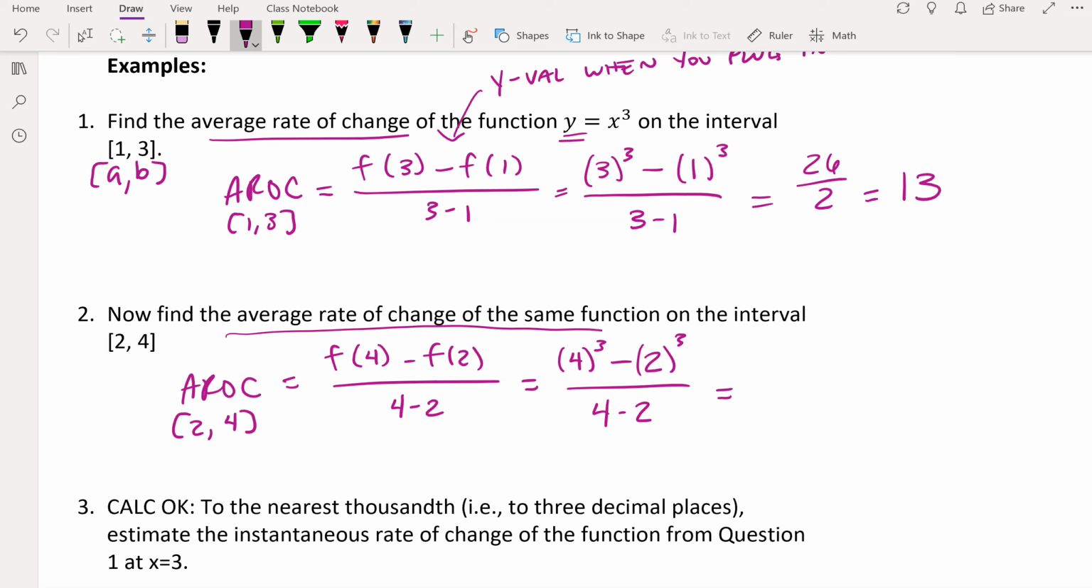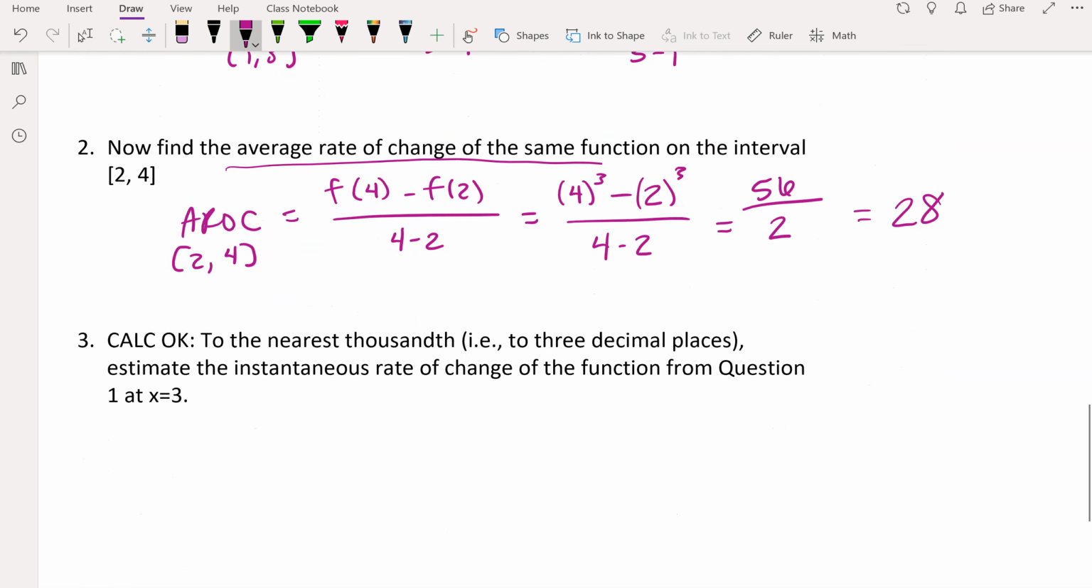That would be 64 minus 8. 64 minus 8 is 56 over 4 minus 2, which is 2. And then let's see, 28. I think that's right. If my simple math was wrong, I am sorry. Sometimes my simple math sucks. I think that's right though. All right, let's move on.